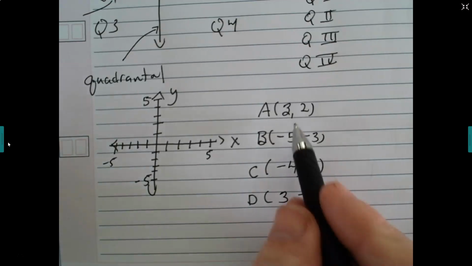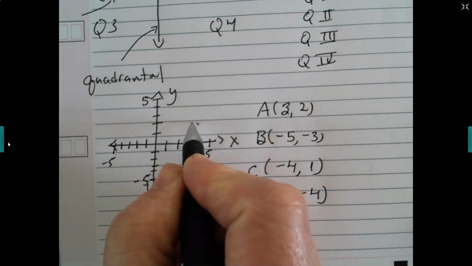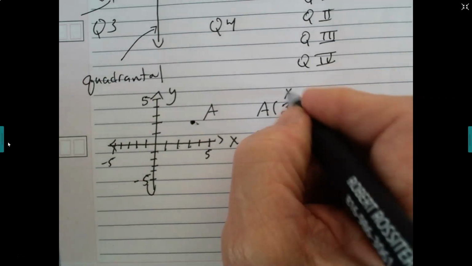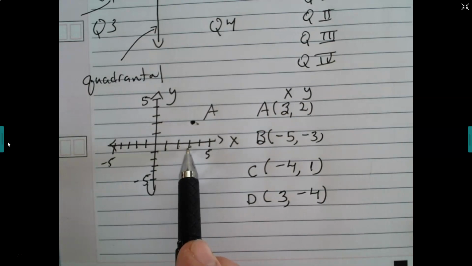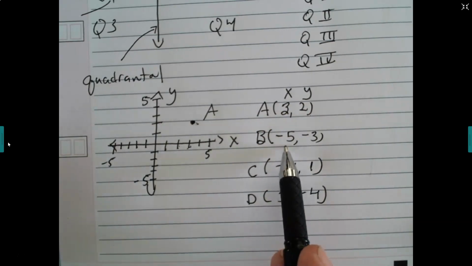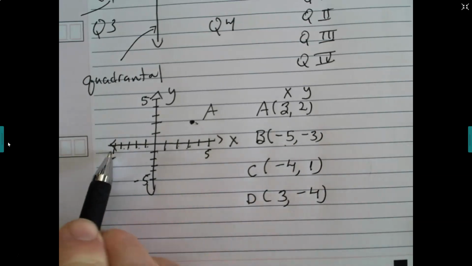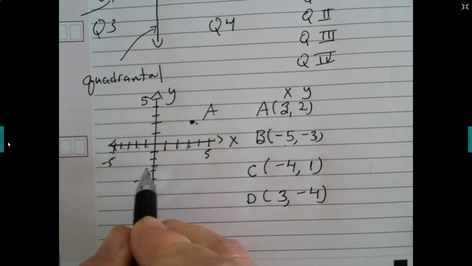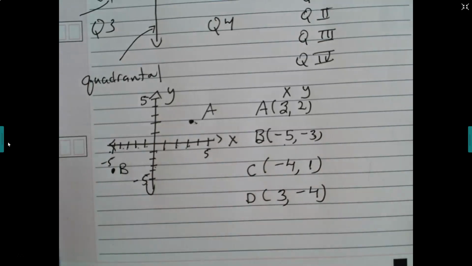Okay, so if we want 3, 2, we would start here at 1, 2, 3, 1, 2, and that would be point A. Again, this is my x and this is my y, so this says go 3 to the left, which I've done, and then it says to go 2 up. With this point, my x is -5, so I go to the left, 1, 2, 3, 4, 5, I'm right here. Then it says to go down 3 units, 1, 2, 3. So somewhere in here, and we'll label that as point B.